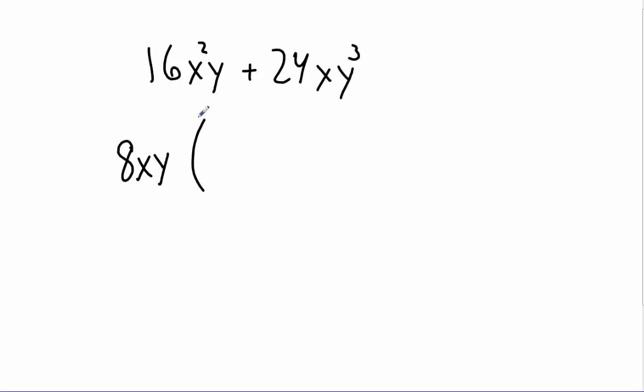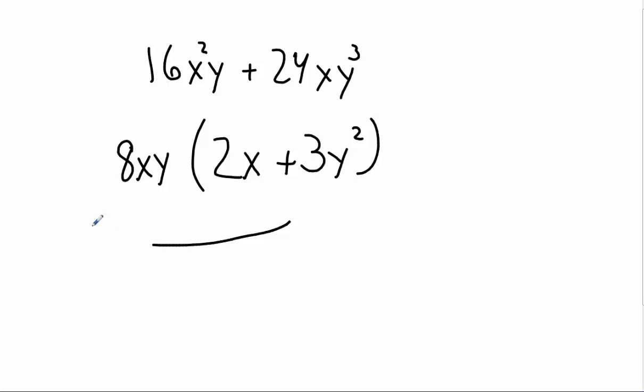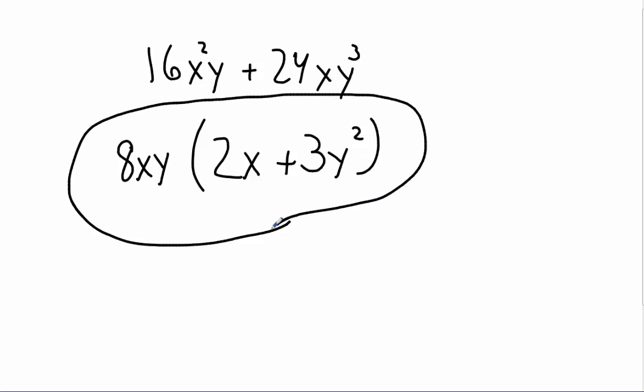And again, when you factor, think of division. So 16 divided by 8 is 2. X squared divided by x is x. Y divided by y is just 1. So we're good with our first term. Then 24 divided by 8 is 3. X divided by x is 1. Y to the third divided by y is y squared. And this is the answer.